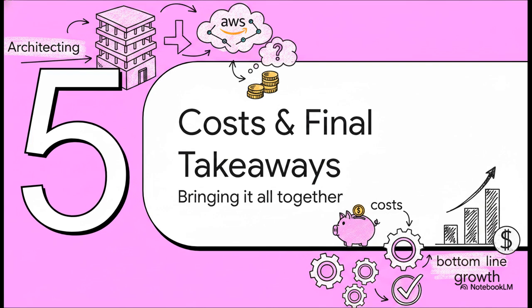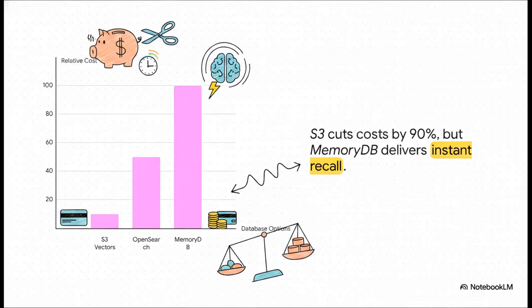Let's wrap up this architectural journey and look at the bottom line. Section 5, Costs and Final Takeaways, bringing it all together. At the end of the day, you have to balance the checkbook. Architecture is all about trade-offs.